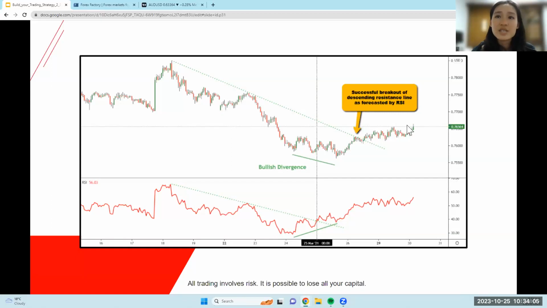So we have a successful breakout of the descending resistance line as forecasted by our RSI.